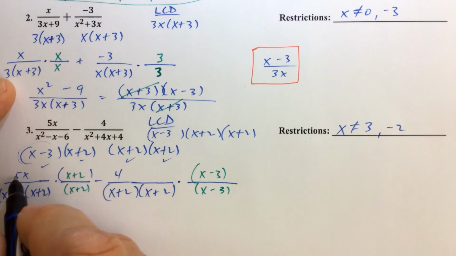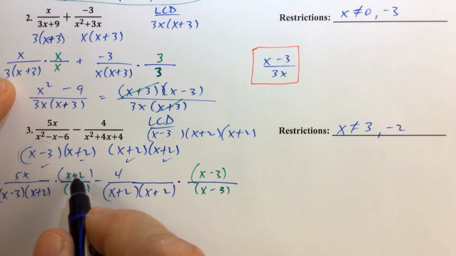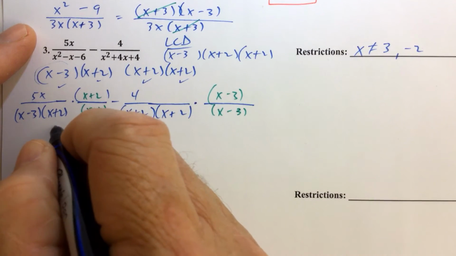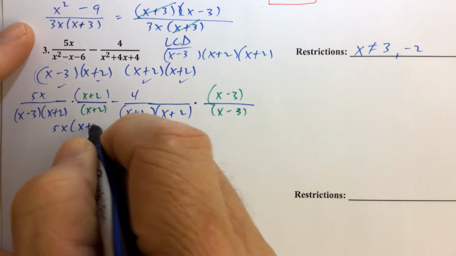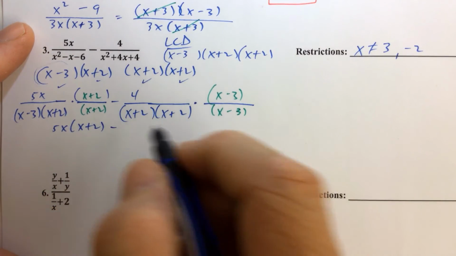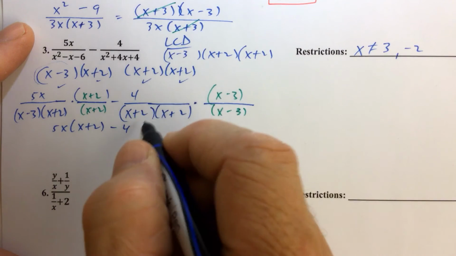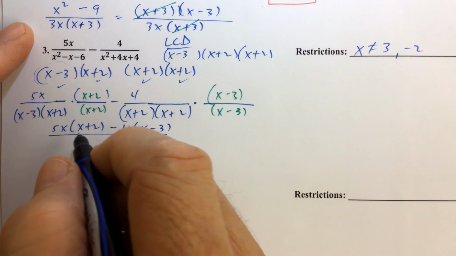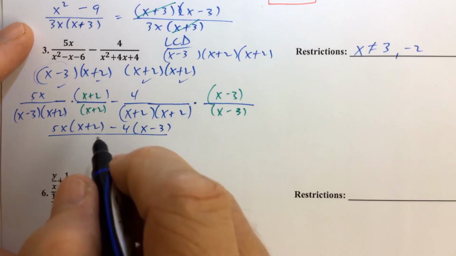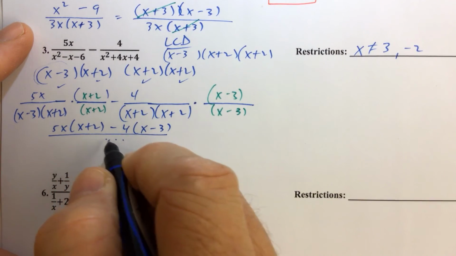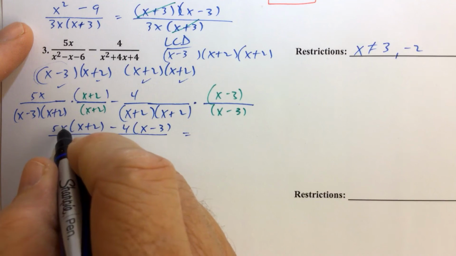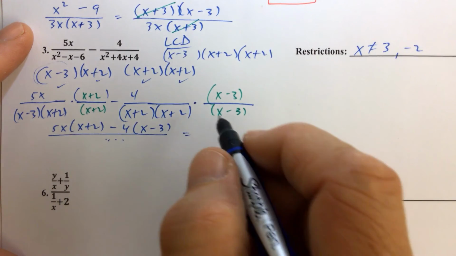So we can see we're going to take our 5x and multiply it by x plus 2, and 5x times x plus 2, we're going to go ahead and write that, 5x times x plus 2, and then we're going to subtract, in this other numerator, 4 times x minus 3. Now, I hate to rewrite the denominator every time, so I'm just going to do dot, dot, dot, okay?